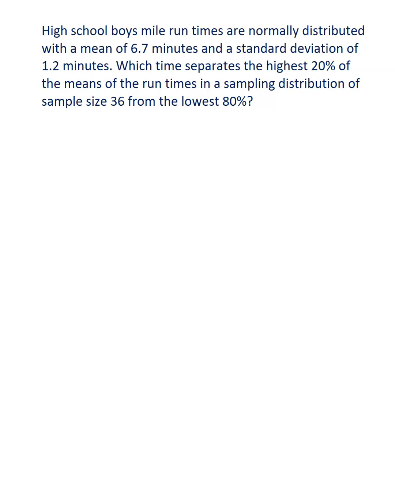High school boys' mile run times are normally distributed with a mean of 6.7 minutes and a standard deviation of 1.2 minutes. Which time separates the highest 20% of the means of the run times in a sampling distribution of sample size 36 from the lowest 80%? This is a different problem type. We are not asked to find the probability between this and this. Instead, we are asked what time separates these two groups. The clue here is that we are not talking about individuals. We're talking about a sampling distribution of sample size 36, and about the mean of the run times.